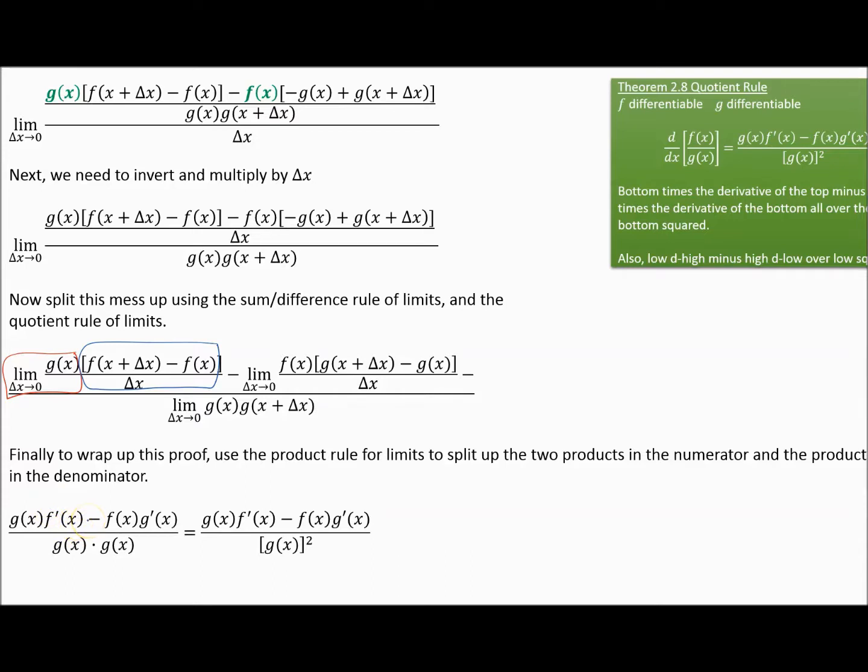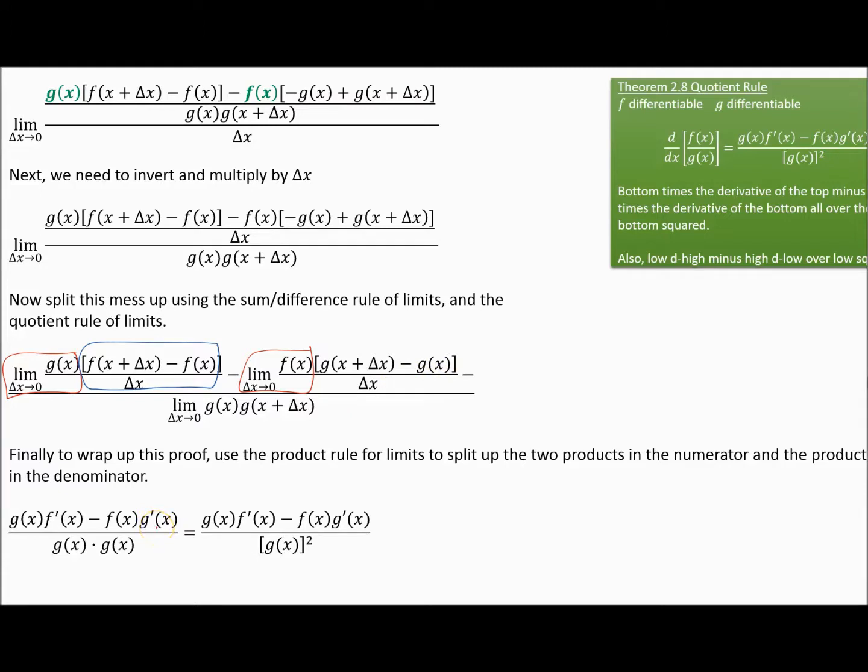Okay? And then, once again, I'm doing the same thing. I'm looking at this limit right here. Since there is no delta x in f of x, that's just f of x. When you take that limit, it's a constant. And then when I take the limit of the one next to it, the g of x plus delta x minus g of x over delta x, that's g prime of x.